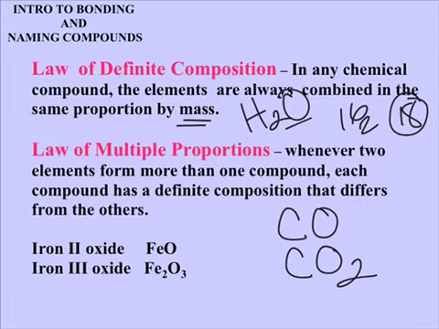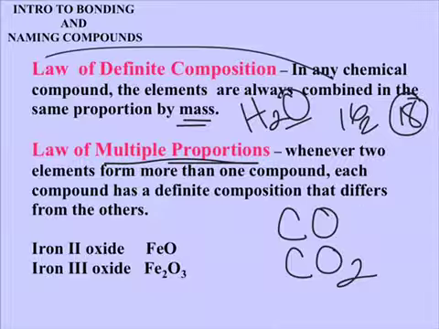And the idea here is, yes, 2 elements can form more than one kind of compound, but each of those compounds will have a definite composition. So even if there are multiple proportions that 2 elements can bond in, each compound still follows this. Okay, so that's what those are about. Background information.